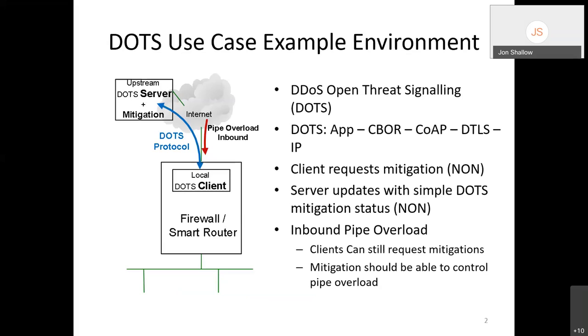And by and large, when the client says, I need help, he will send it as a non-confirmable mitigation request. And the server periodically can update the client with what's going on, again, with non-confirmable stuff, primarily because the inbound pipe may be overloaded due to a DDoS attack. So with that kind of scenario, in the normal circumstances, we can handle stuff. The client still can request mitigations, and hopefully the mitigation service is then able to kick in and control the traffic down the pipe so that the pipe is then back into a normal, able to be used type environment.